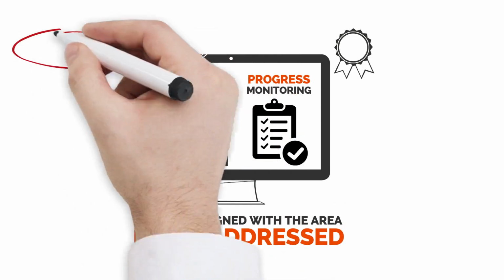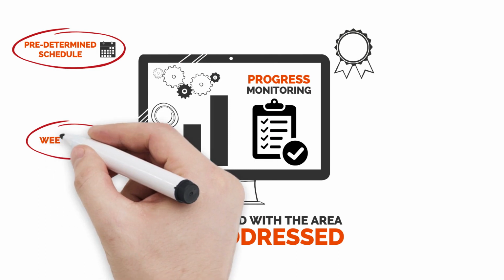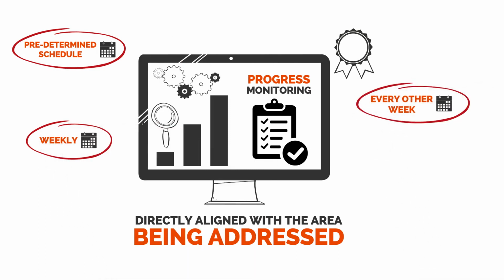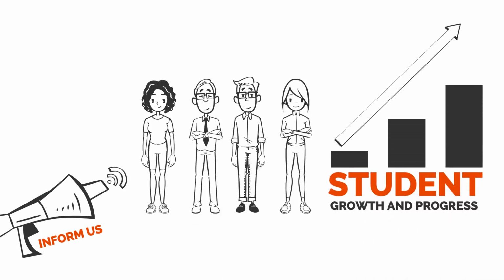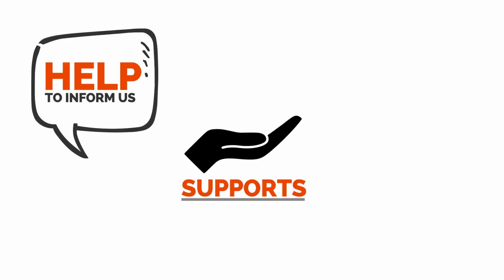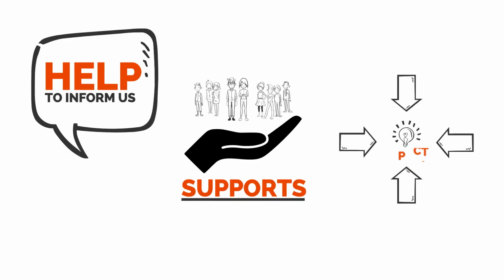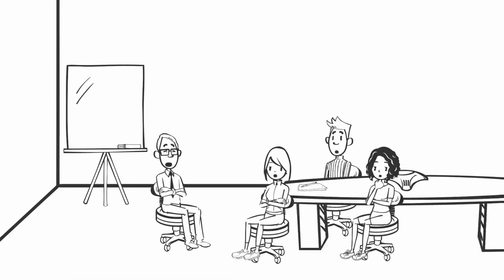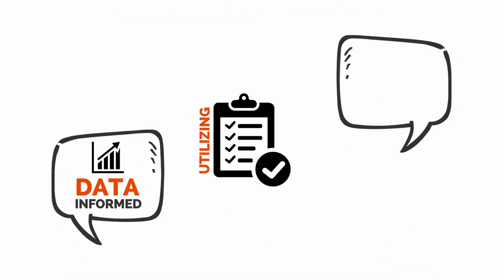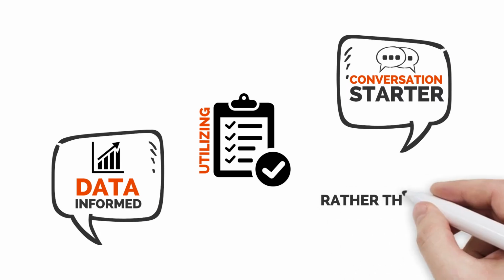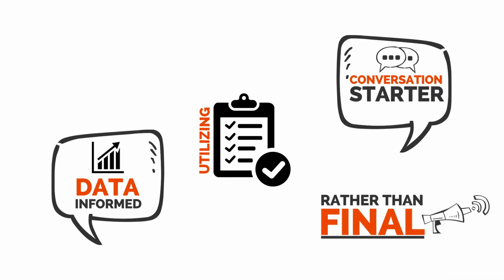Once those specific areas are targeted, progress monitoring assessments are established that are directly aligned with the area being addressed and happen on a predetermined schedule, whether weekly, every other week, or monthly, to inform us of continued student growth and progress. They also help to inform us if the supports we are putting in place for students are having an impact. It is critically important to ensure that the conversations happening at the collaborative team meetings are data-informed, utilizing assessments as the conversation starter rather than the final say.